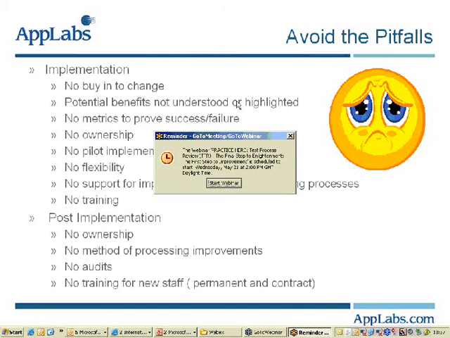Often there is not adequate support or training for the people impacted by the changes. New processes need to be documented and stored in a central, easily accessible repository, and where necessary, training made available.